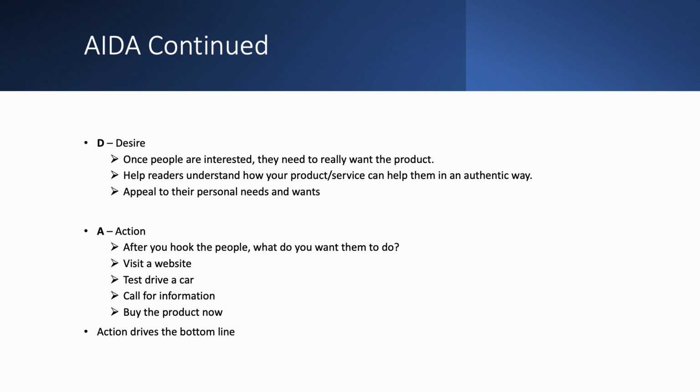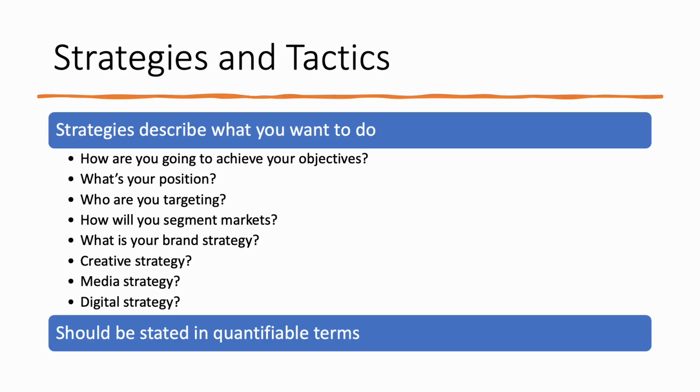Finally, A is for action. What do you want your audience to do? Do you want them to visit your website, test drive a car, call for more information, or do you want them to buy now? Action is what drives your campaign success and ultimately the bottom line. Now, it might seem a bit time consuming to be collecting all of this information about the customer. However, in the end, you will see why it's completely necessary because your strategies and tactics will depend on it.